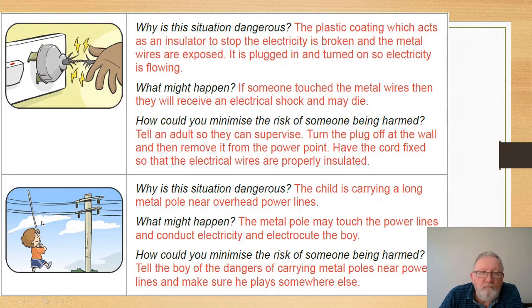All right, this picture here down the bottom. Did you know that those wires outside our homes actually carry electricity? Even though we sometimes call them telephone wires or telephone lines, they're electricity lines. And long poles, especially metal poles, if they come in contact with that, complete a circuit, and electricity will pass through that and into the person carrying that pole.